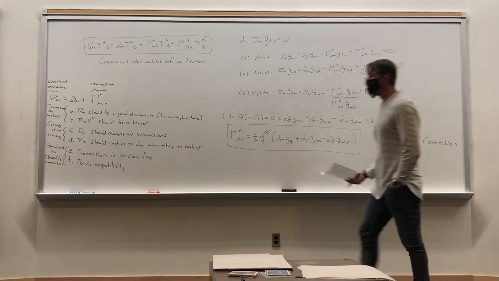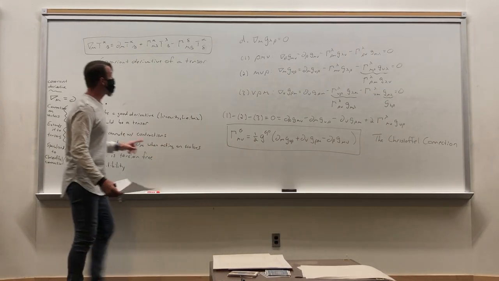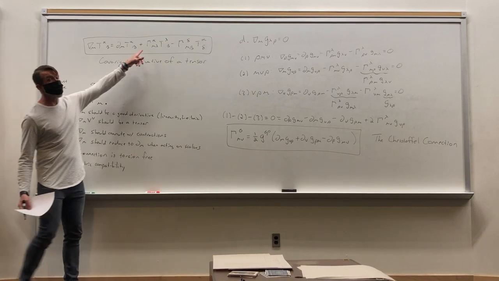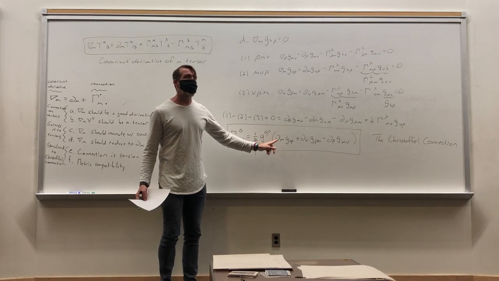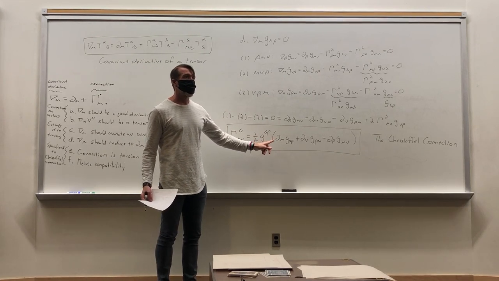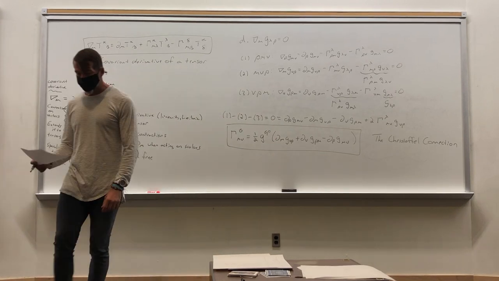So there it is. There is our unique expression for the Christoffel connection, which is what we use to fix the derivative so that the derivative of a tensor is a tensor. It is given entirely in terms of derivatives of the metric, times the inverse metric, but the derivative part is just derivatives of the metric. Okay?